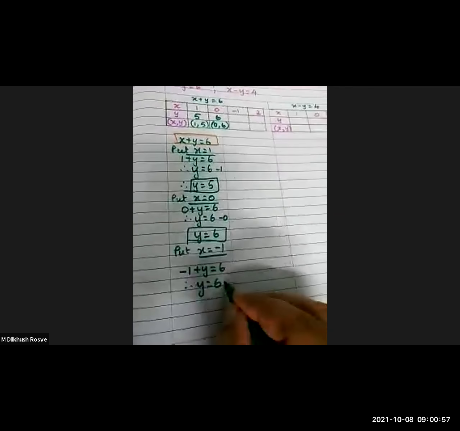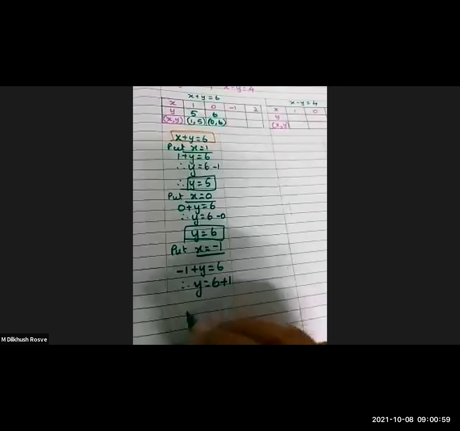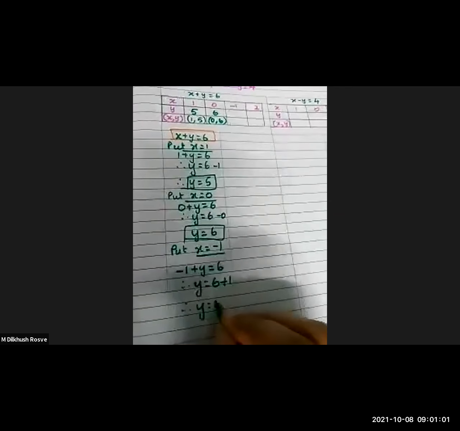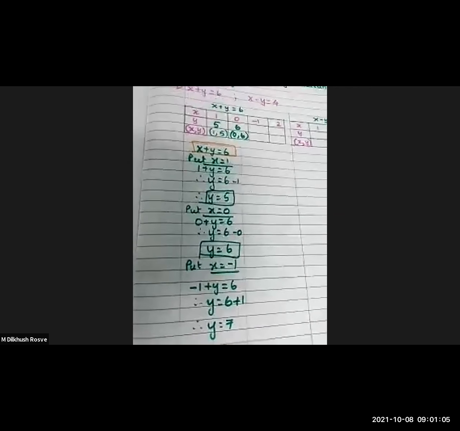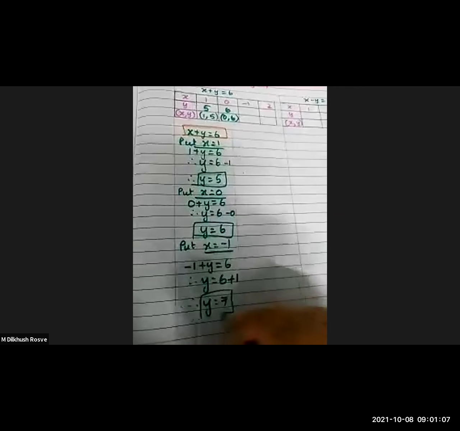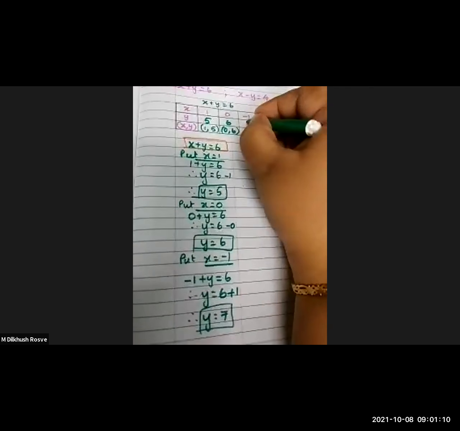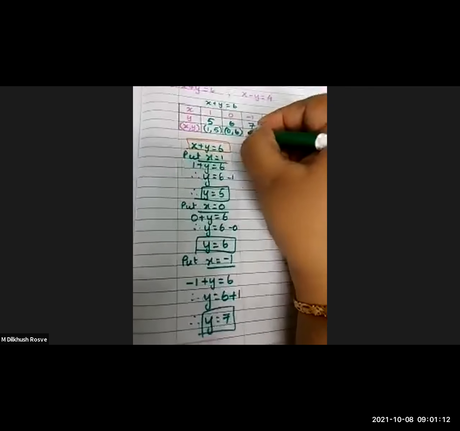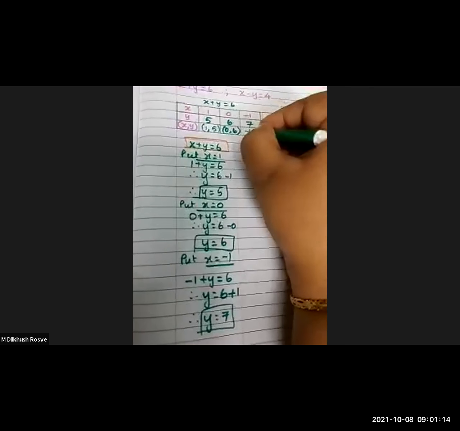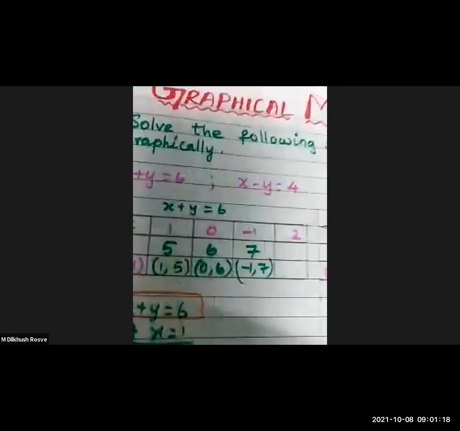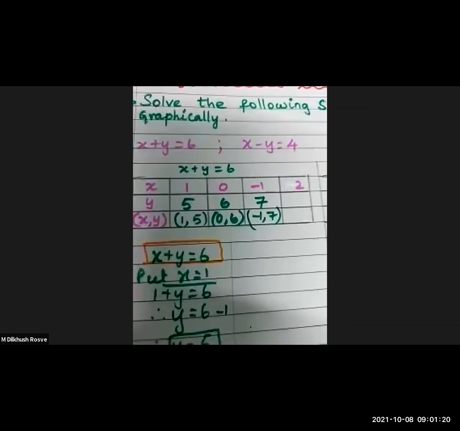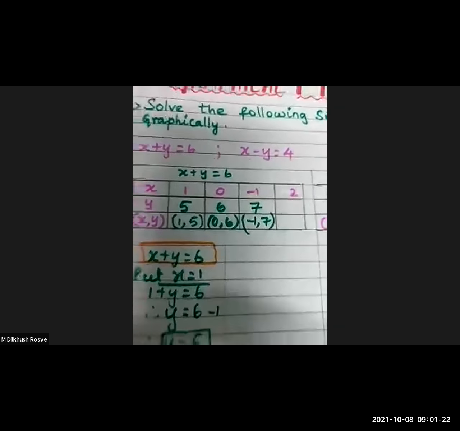Now, therefore, y equal to 6. This minus 1 comes to the other side, it becomes plus 1. Therefore, y equal to 7. Understood? Okay, y equal to 7. Now you got here 7. So minus 1, comma 7. Understood, children? So I have filled these boxes, and now one more remains.